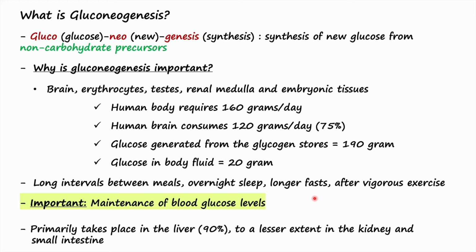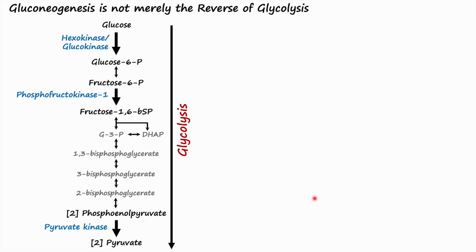Now, gluconeogenesis primarily takes place in the liver, which accounts for almost 90%, and to a lesser extent in the kidney and small intestine. One important thing to remember is that gluconeogenesis is not merely the reverse of glycolysis.